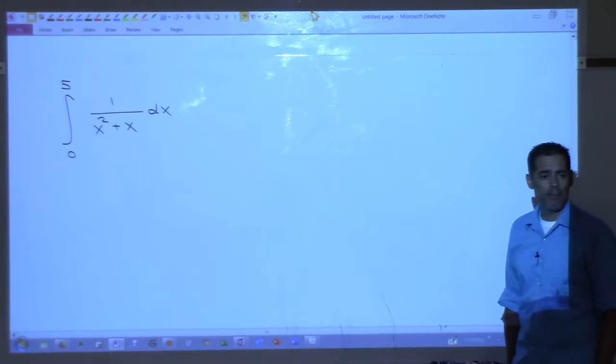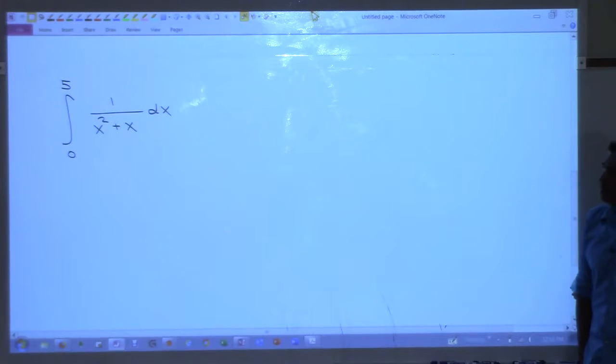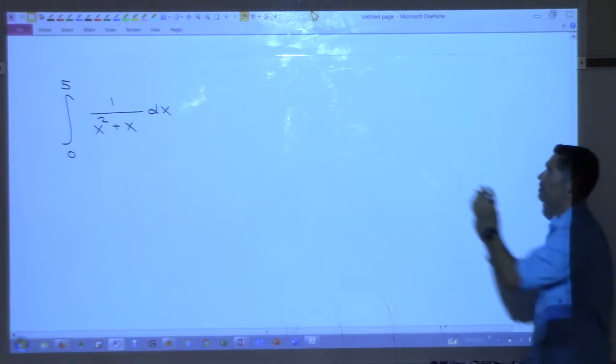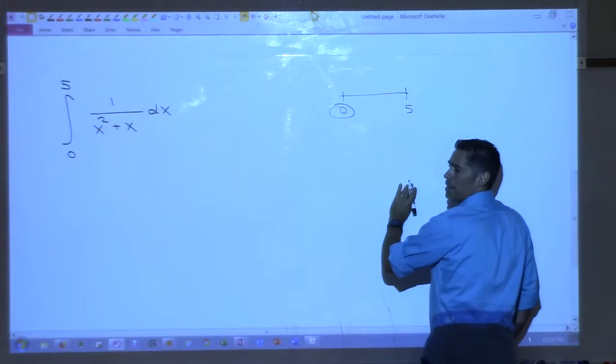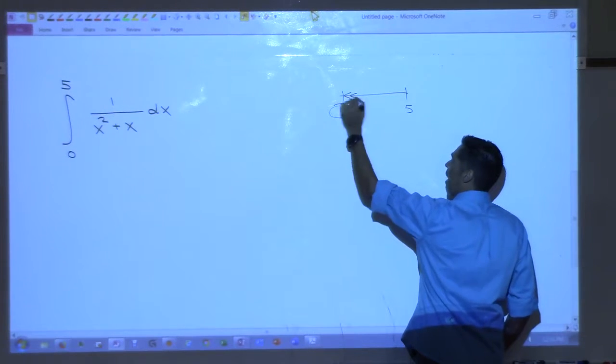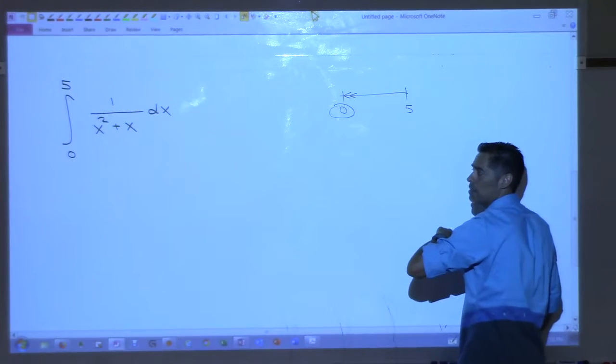Yeah. Where? Only at 0, right? And -1, but -1's not in that interval. So we have a problem at 0, and 0's in our interval. If I look at it this way, I'm going from 0 to 5. I have a problem here, don't I? Which means when I do this integral, I have to approach 0 from the right.